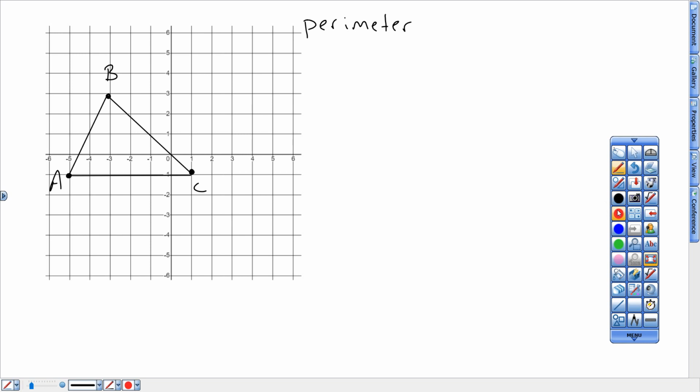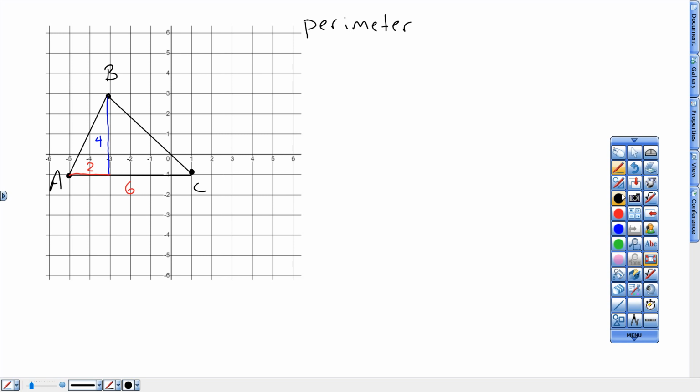Finding these lengths. One of them I could count boxes. 1, 2, 3, 4, 5, 6. This bottom length is 6. But the other lengths, which are diagonals, I gotta use math. So this length AB, I'm gonna use this component right here, which is 2 boxes long, versus this one right here, which is 4 boxes long. I'm going to use that and the Pythagorean theorem to find that length AB.